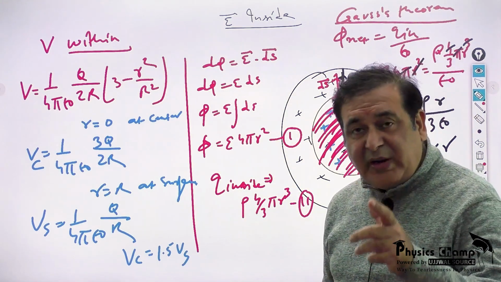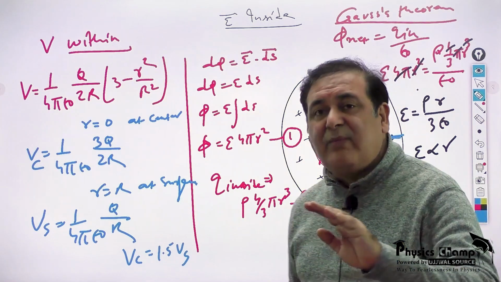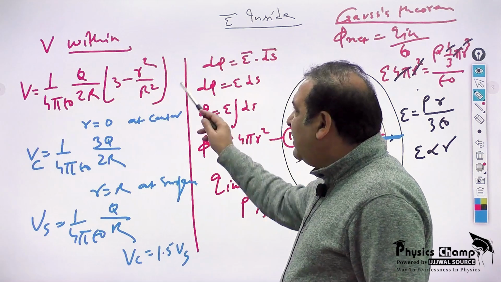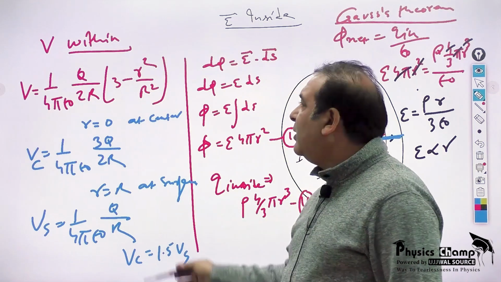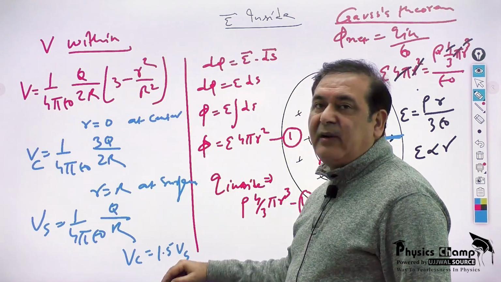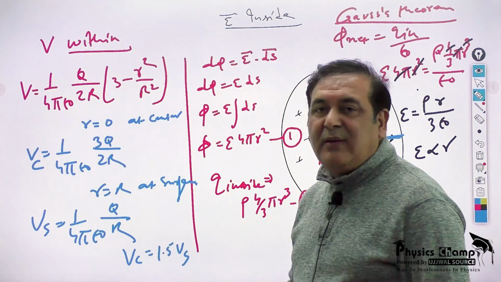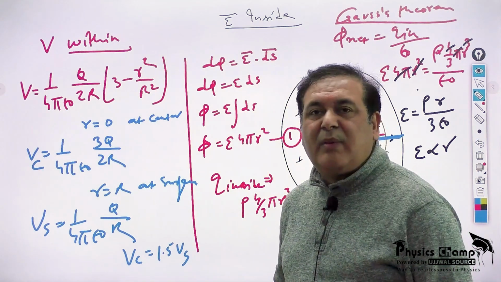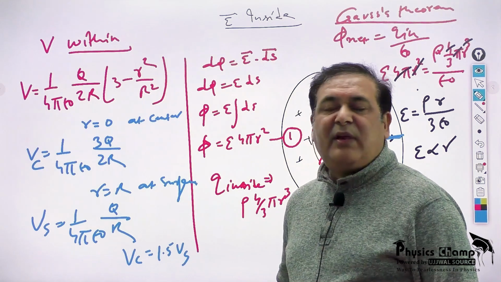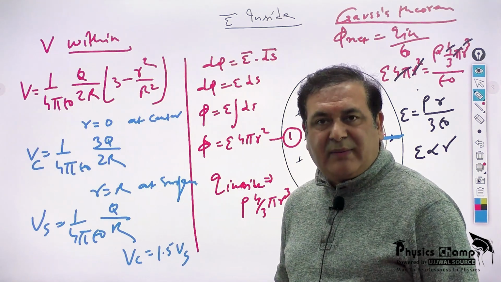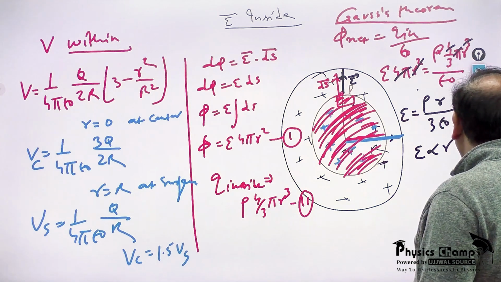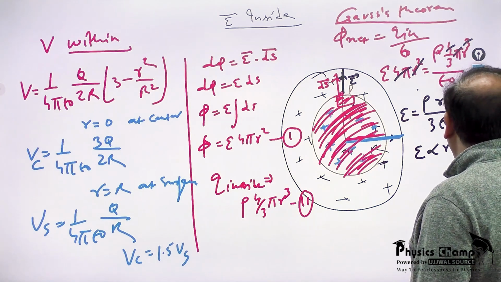In a shell, the potential was the same everywhere within. But here, in a uniformly charged sphere, the potential is more at center and it is reducing towards the surface. And then outside, it is inversely proportional to 1 by r. It behaves as if the whole charge is situated at center. So from all that, I now plot a graph showing the variation of electric field.